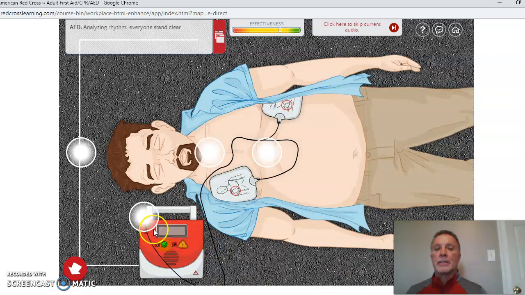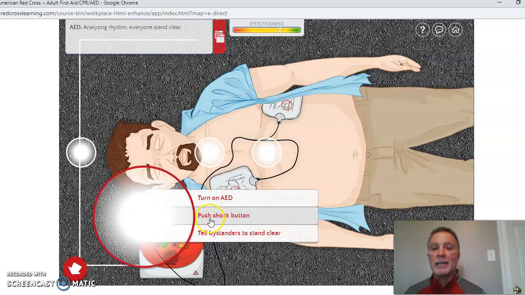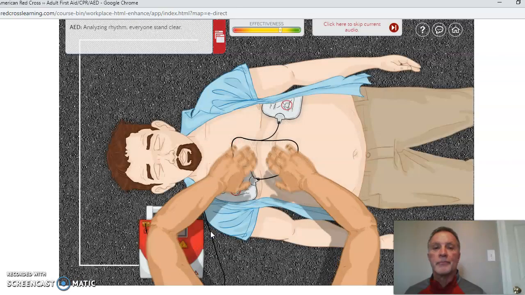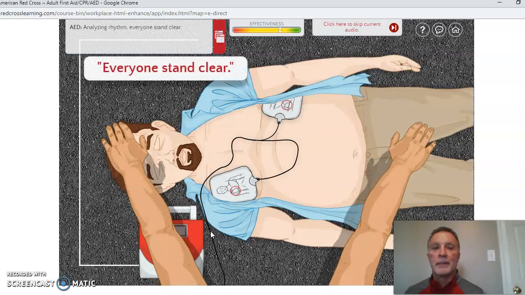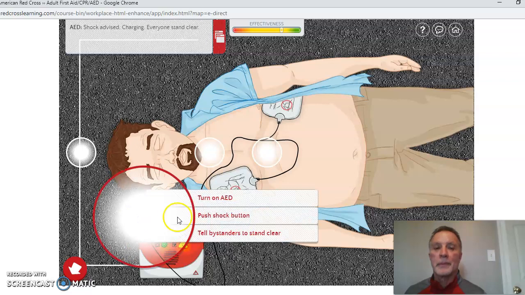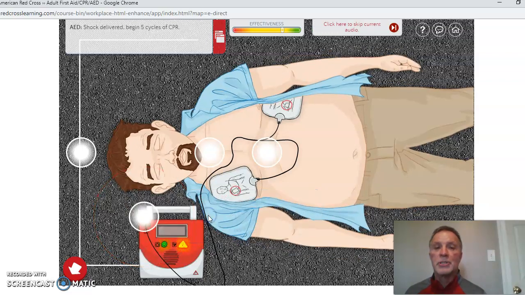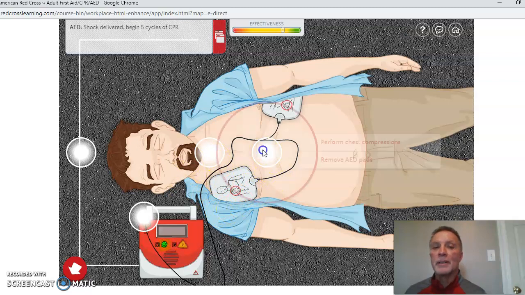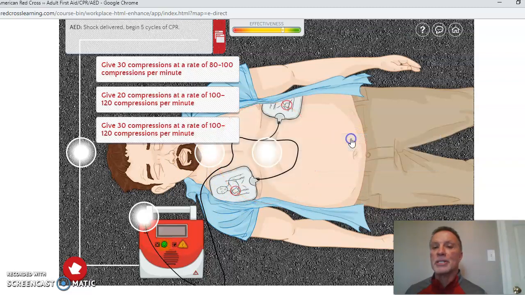Everyone stand clear. Okay, so make sure that you tell bystanders to stand clear. Shock advised. Shock. Charging. Everyone stand clear. Okay, so it told you again, everyone stand clear. Push shock. Shock delivered. Begin 5 cycles of CPR. So now you would not remove the pads. You would perform chest compressions.